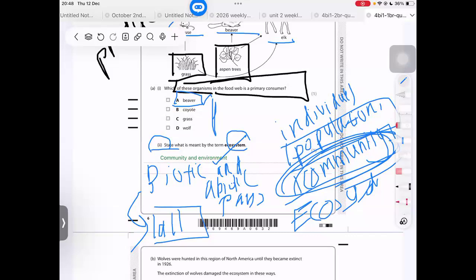And also, if you have written all organisms and the environment, instead of writing community, you can get that particular mark.